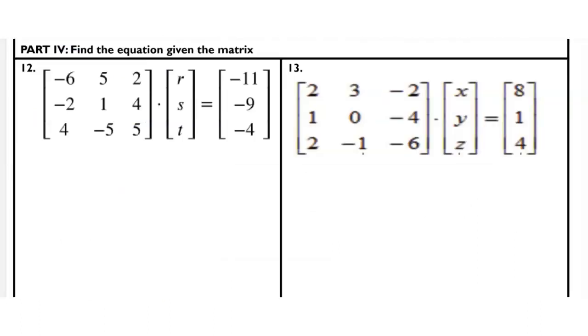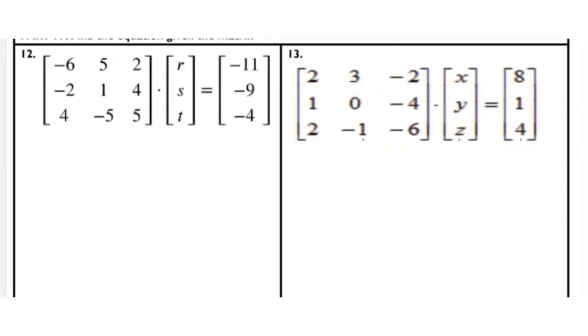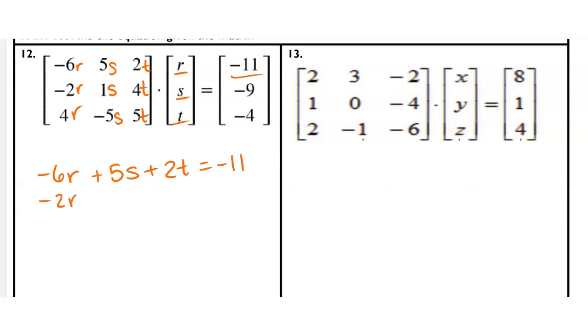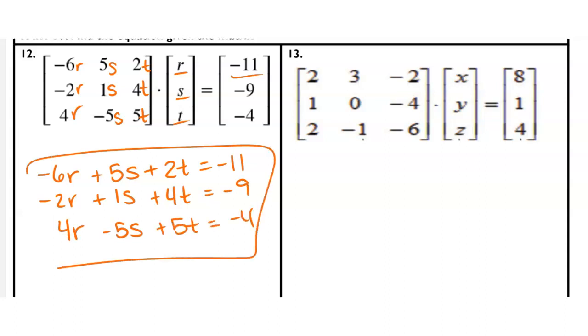So for these, we're writing the equation given the matrix. Remember, this r belongs to all of these. The s belongs to the second column, and then the t belongs to the last column. So to write it, we've got -6r plus 5s plus 2t is equal to -11. And then the same thing with the rest of them. Just basically working backwards. And that's it.